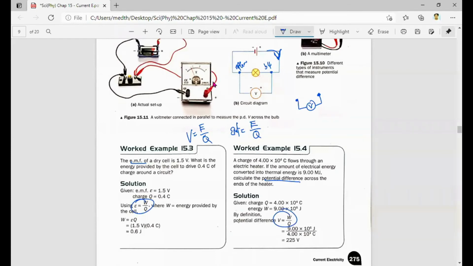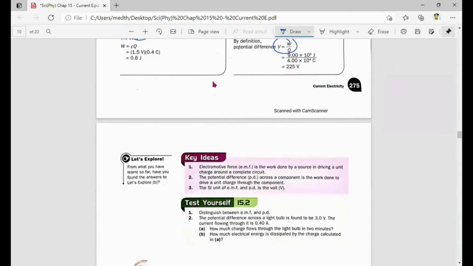Okay? So don't be too confused about them. They're actually almost like the same thing. So that's for EMF here.